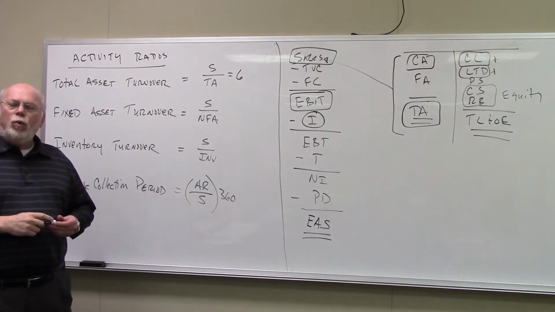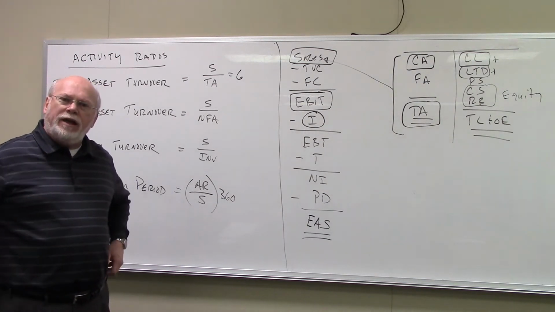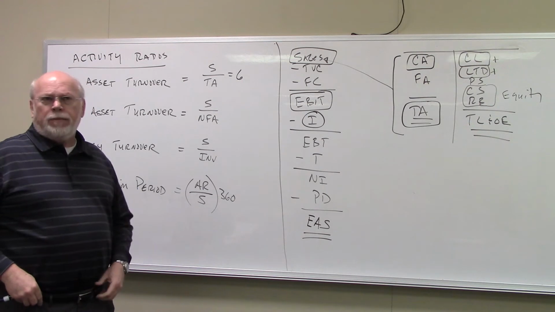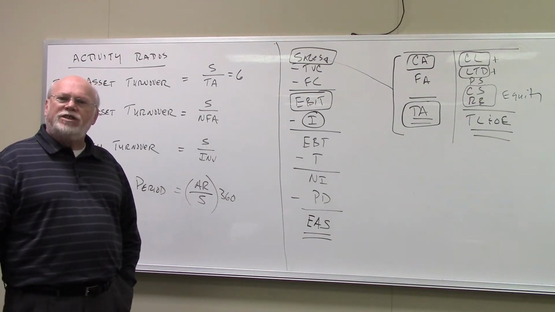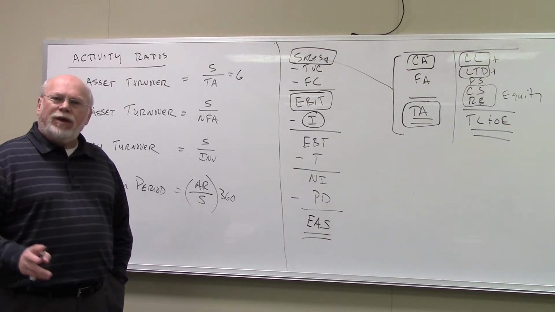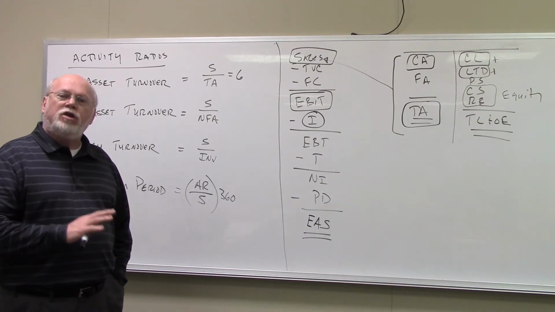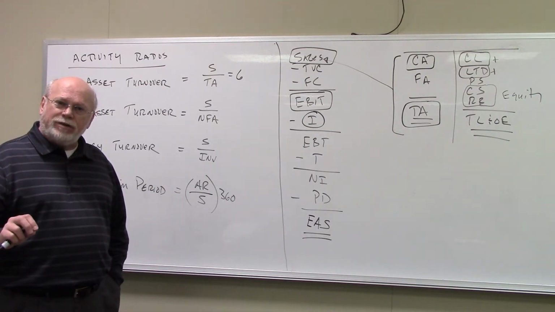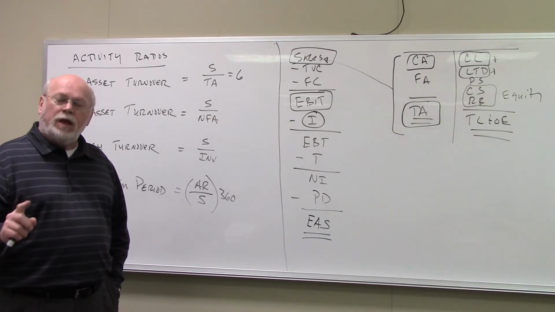Now, what does 6 mean? Often there's a little X behind the 6 and people say, well, that means that sales are 6 times the size of total assets. And that's true enough. I don't like the little X business. I like to think of it as a dollar. You're generating $6 in sales for every $1 you have invested in total assets.